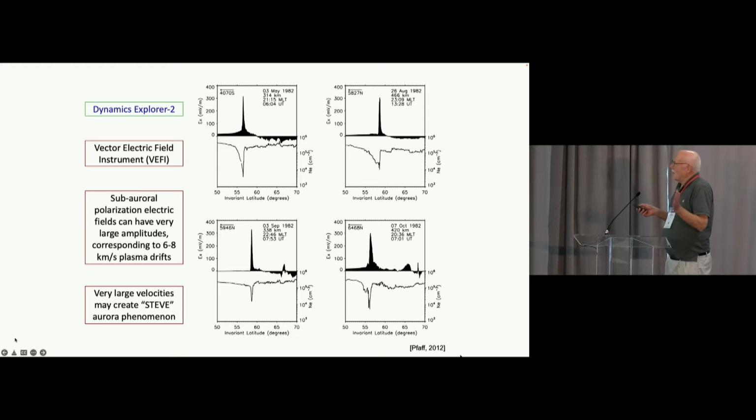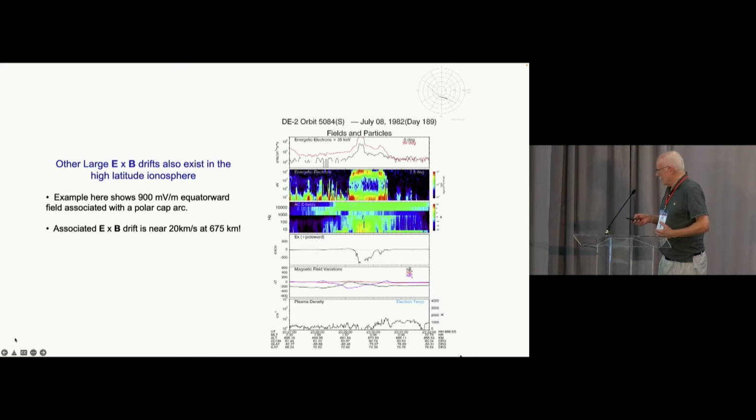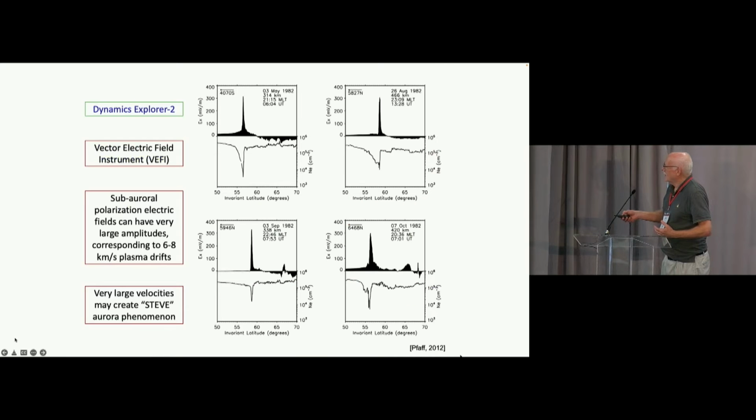Okay, I wanted to make a comment, first of all, about the amplitude of the electric fields, because this is something which I don't think is appreciated by the community. We frequently see these very large electric fields associated with these SAIDs or SAPs or whatever. These can sometimes be 300 millivolts per meter. That translates to 8 kilometers per second. And so they're quite large.